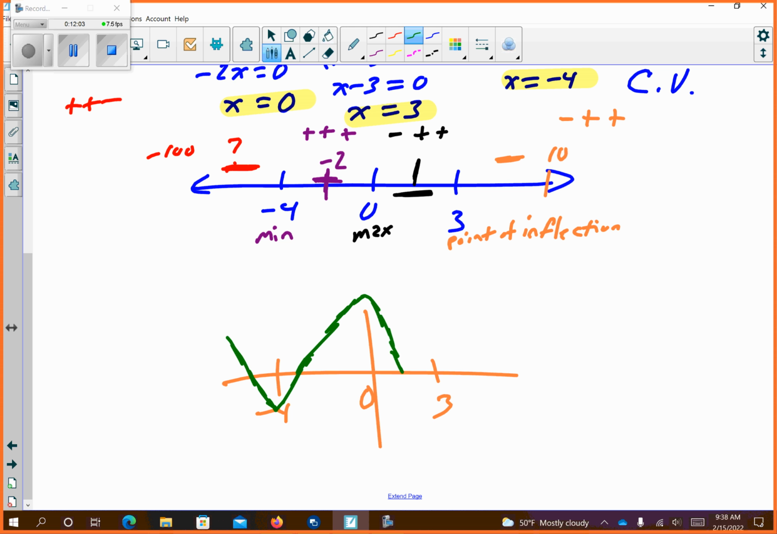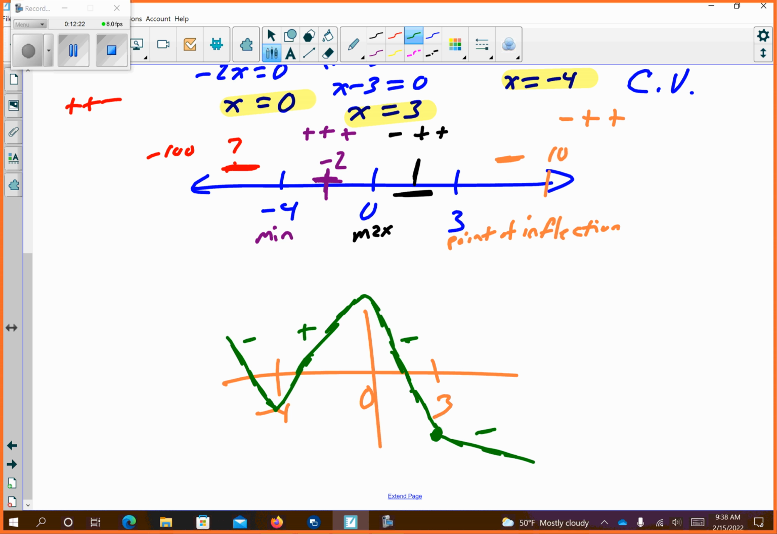We can keep going down if we need to, and then it still stays negative. So we have a negative slope here, a positive slope here, a negative slope here, and then a negative slope here. Because it goes from negative, the slope changes, but it doesn't change from positive to negative. So that's why that point of inflection takes place.